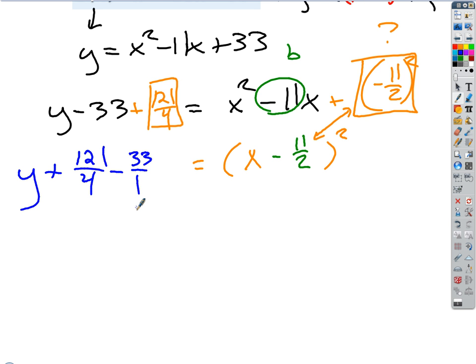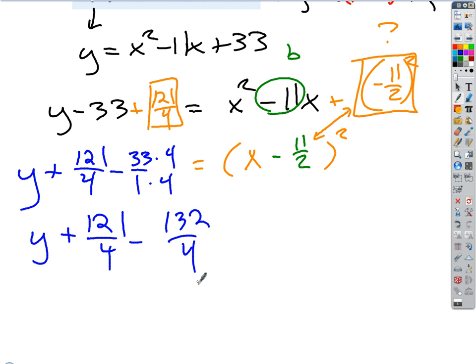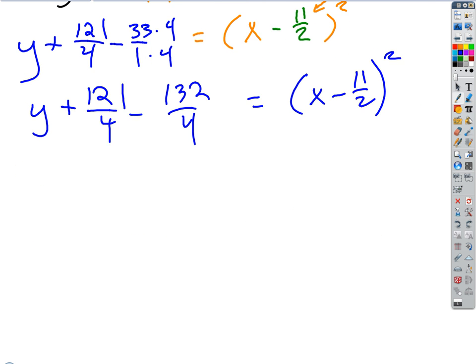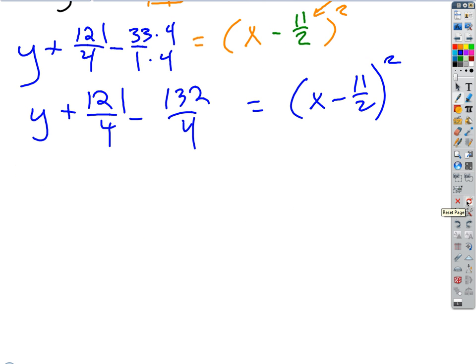What do I have to do when I subtract fractions? Got to get common denominator, so I'll multiply this one by 4 over 4, right? So I get y plus 121 fourths minus, what, 132 fourths? Right? Equals this. And then I've got common denominators, now I just add straight across. So y, what is that going to be? 121 minus 132 is negative 11 on the top. Right? Equals that.